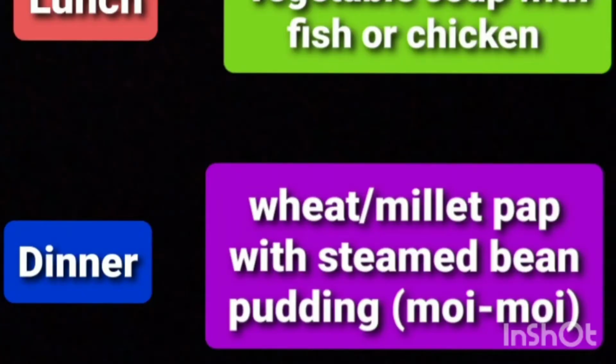So you have your wheat pap, then you take it with steamed bean pudding. Now steamed bean pudding is just the English name for moi moi. Most Nigerians, most West Africans can relate to what I mean by moi moi, but in English it's steamed beans pudding. So you eat it with your wheat pap. So that was for your dinner, something light.